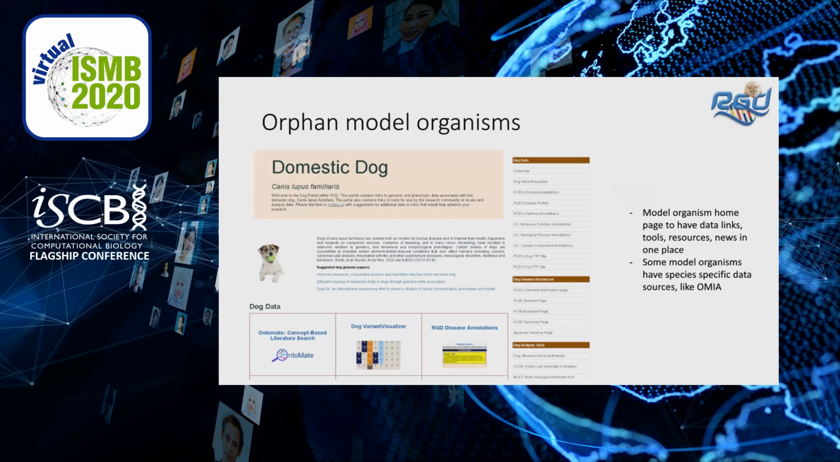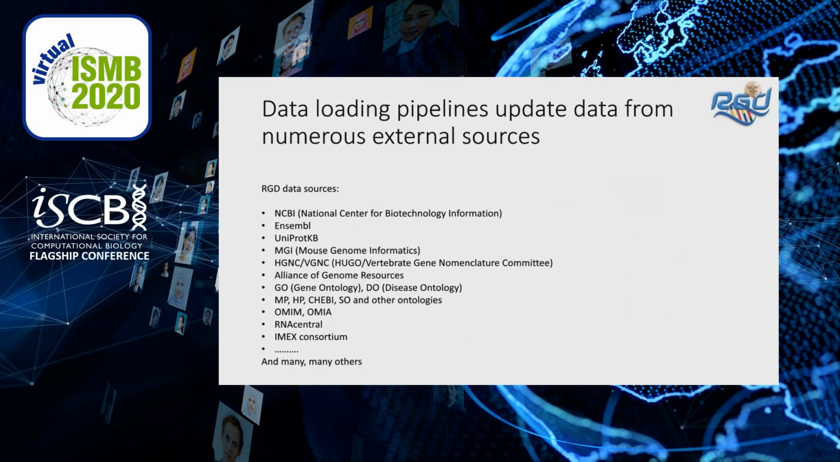We provide the rich data context for the given species: genomic and phenotypic data, literature, variants, disease associations, and so on. Also, dog researchers have access to all the tools in RGD. RGD as a multi-species database holds a lot of different types of data from many sources. To mention a few: genomic data, protein, mouse, nomenclature, ontologies, and so on. That's a lot of data to load and keep up to date.